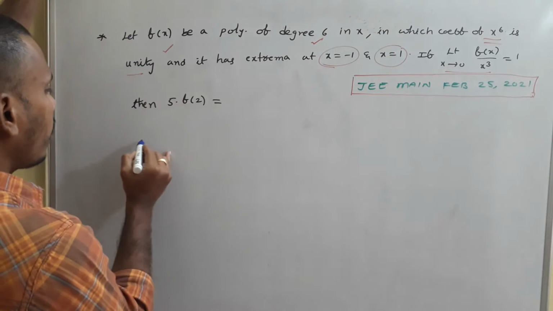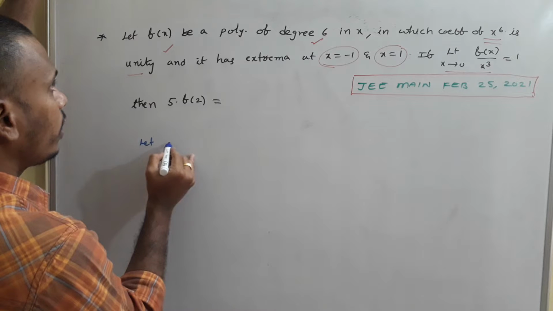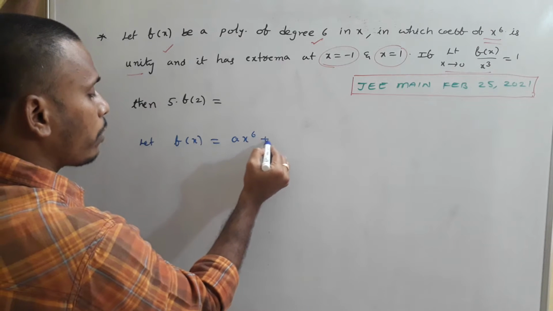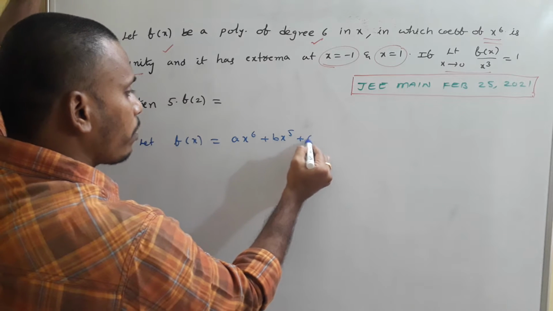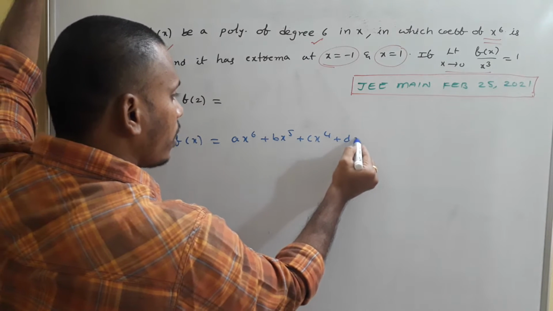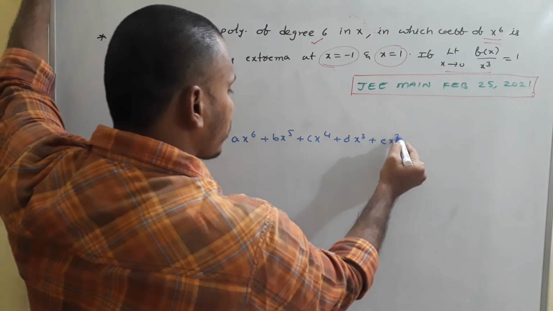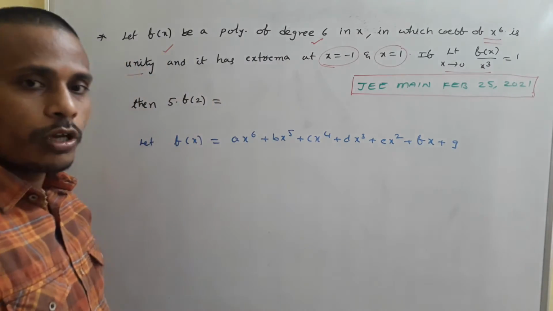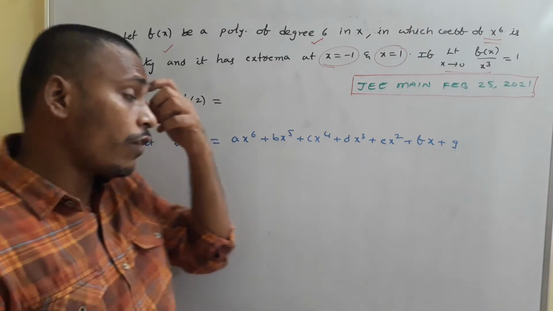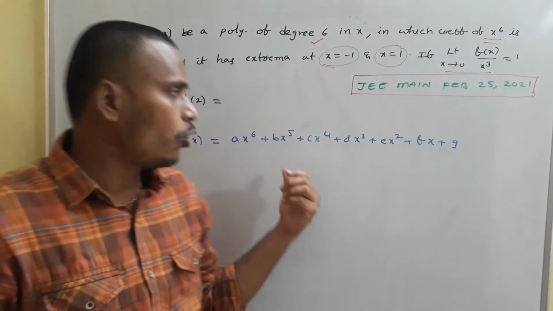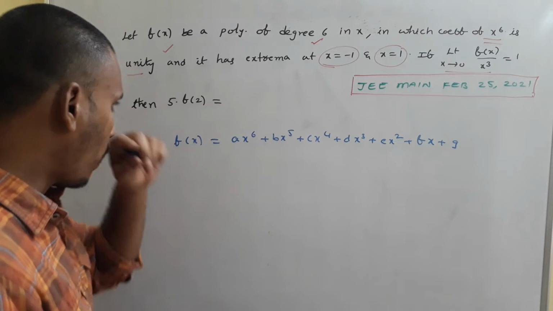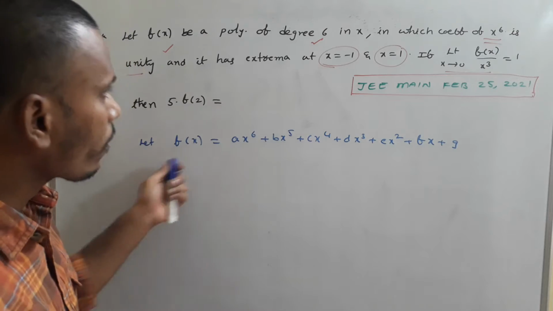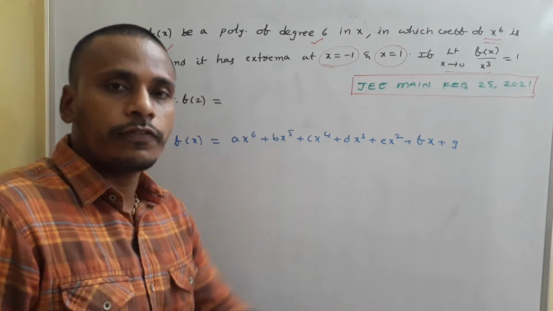Since f of x is a polynomial of degree 6, you just let that f of x as something like a x power 6 plus b x power 5 plus c x power 4 plus d x cube plus e x square plus fx plus g. Usually it contains 7 terms. If you are very confident about these given restrictions, no need to write all these things, but I am just mentioning. Now I need to fix the values of these coefficients a, b, c, d, e, f, g.